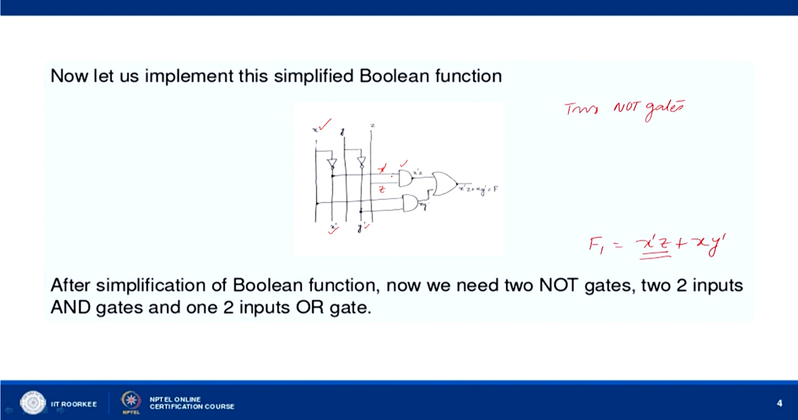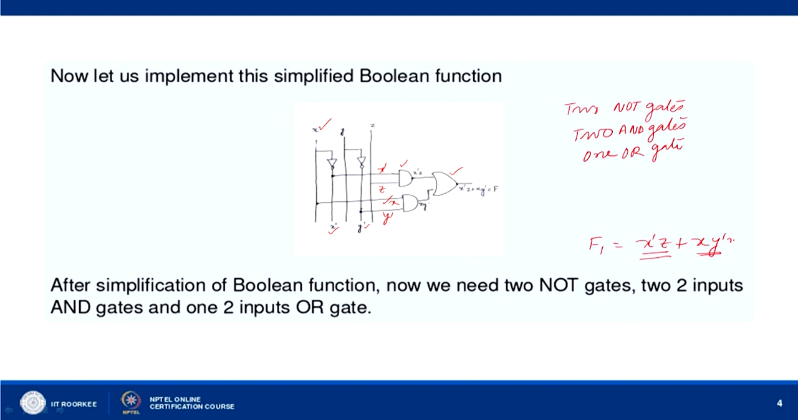So there are two inputs x dash and z and one AND gate to get the output x dash z, and then for the other term x y dash we use again two inputs, x and y dash. So two inputs x and y dash with an AND gate then give us x y dash. And to get x dash z plus x y dash we use one OR gate. So we have two NOT gates, two AND gates and one OR gate, and we get f 1 equal to x dash z plus x y dash.